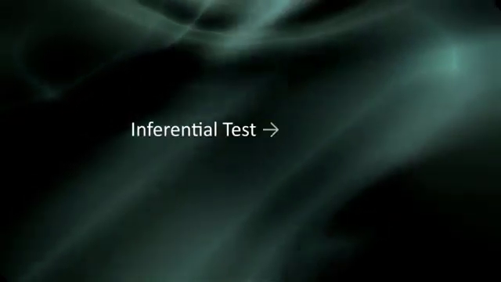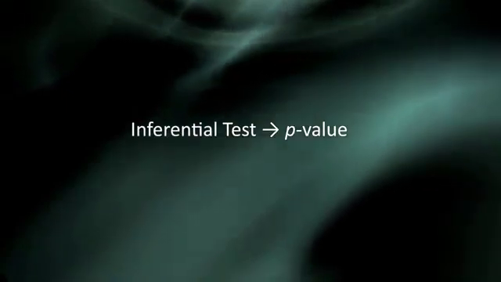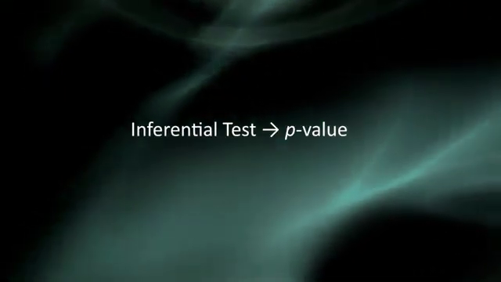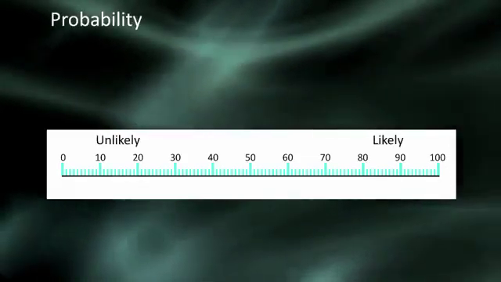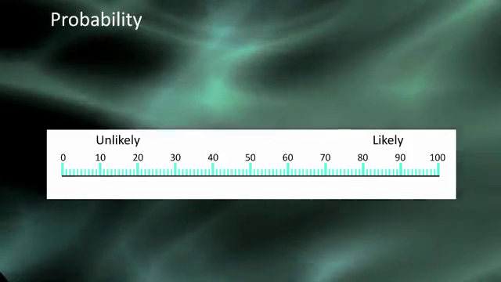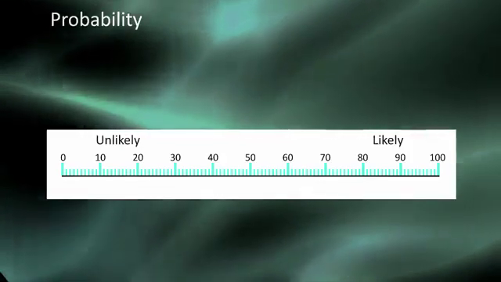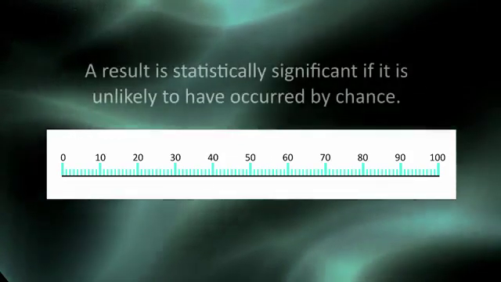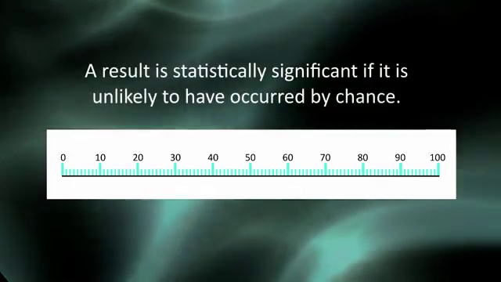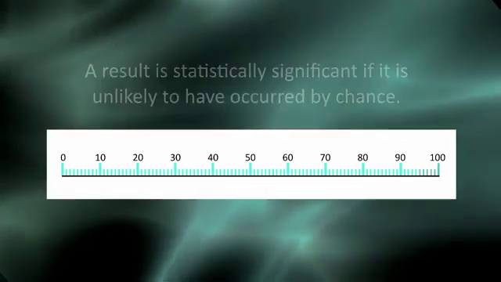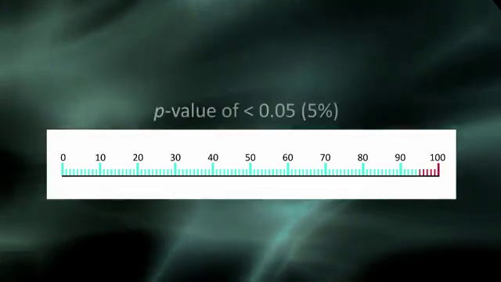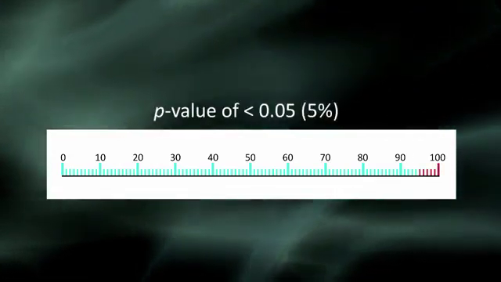The reason for using an inferential test is to get a probability value, commonly called the p-value. The p-value provides an estimate of how often we would get the obtained result by chance if, in fact, the null hypothesis is true. In statistics, a result is called statistically significant if it's unlikely to have occurred by chance alone. The most commonly used standard or cutoff is 0.05, or 5%.